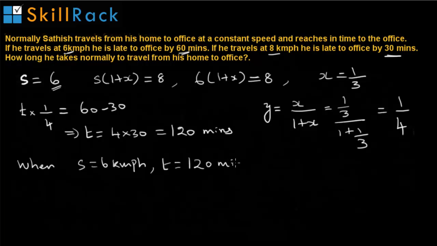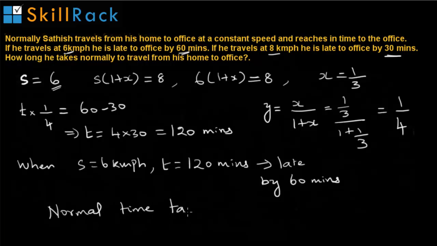But when he takes 120 minutes, he is late to office by 60 minutes. Which means the actual traveling time, that is the normal traveling time at the constant speed, is 120 minus 60 minutes, which is 60 minutes or 1 hour.